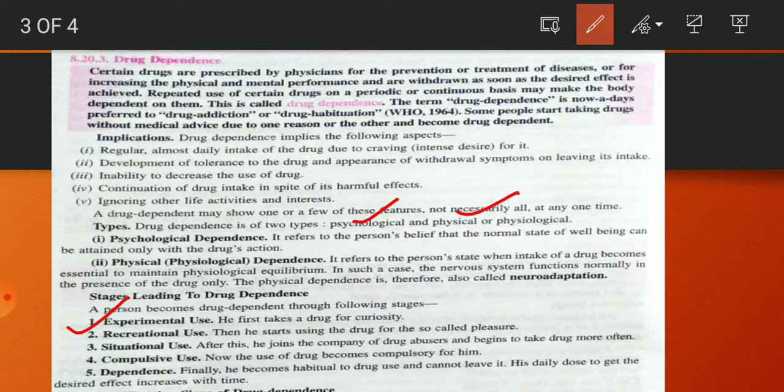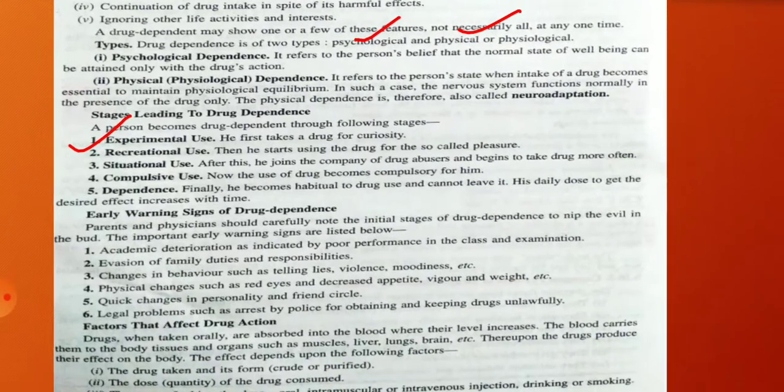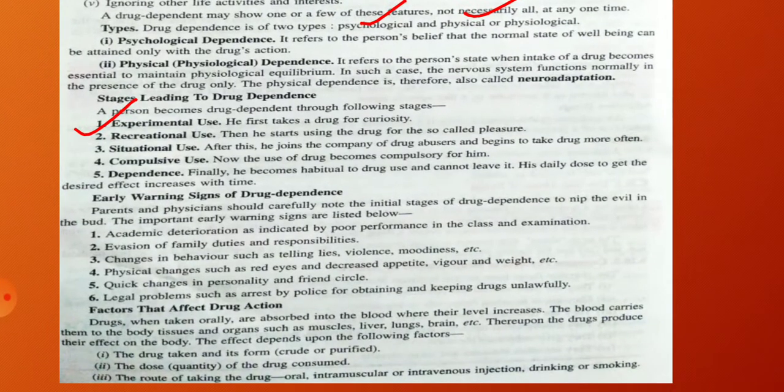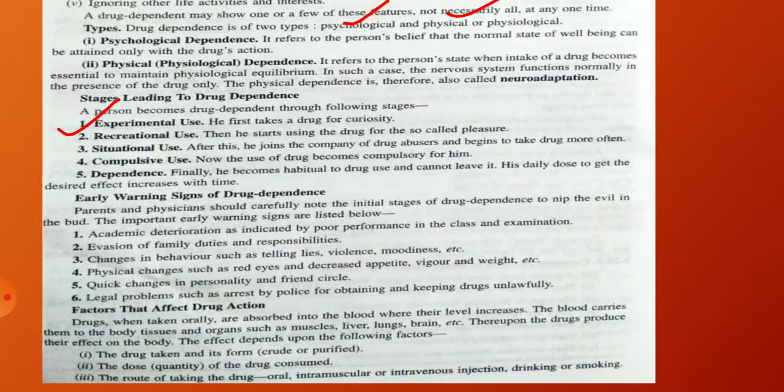Mainly these are six stages, sorry, five stages, and these are the main leading stages for drug dependence. Then it comes to early warning signs of drug dependence. What are the different signs or side effects of drug dependence? So parents and physicians should carefully note the initial stage of drug dependence to nip it in the bud.